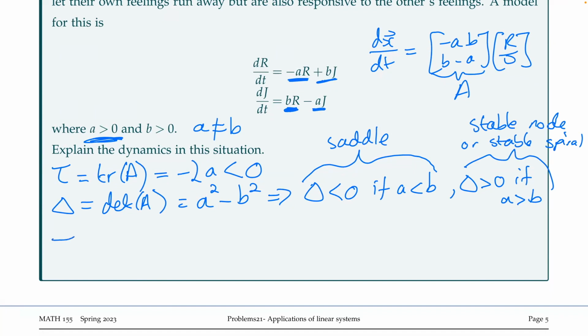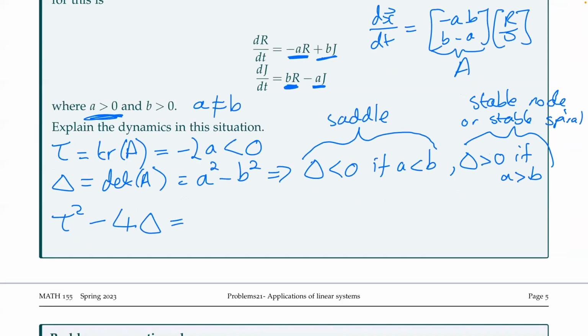Yeah, so we look at our tau squared minus 4 delta, okay? We look at the sign of this. Remember, this is going to tell us whether we have real or complex eigenvalues. If we have any complex eigenvalues, that means we've got some sort of oscillation going on, okay? So what do we have here?